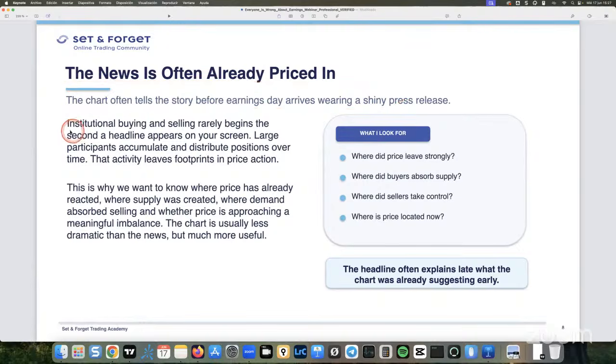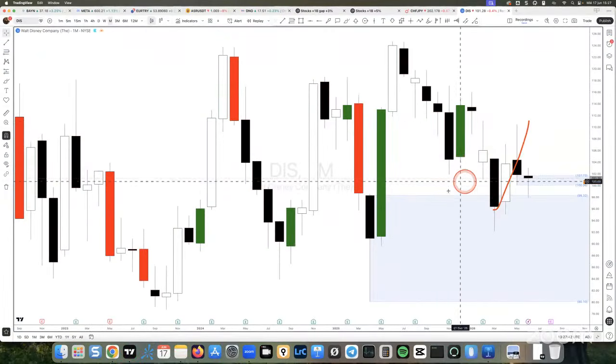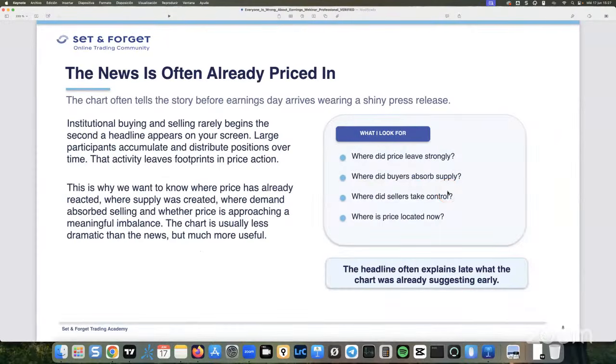Institutional buying and selling rarely begins the second a headline appears on your screen. They don't use headlines. They are already positioned way before that. They already have a strategy to accumulate or to distribute on that particular stock. They're not going to be waiting like most retail traders, waiting on the screen: okay, 6 analysts say it's going to be positive, 4 are going to be negative. What do I do? Oh, I'm going to wait, I'm going to wait. And then you ignore that demand is in control and you miss the trade. As simple as that.